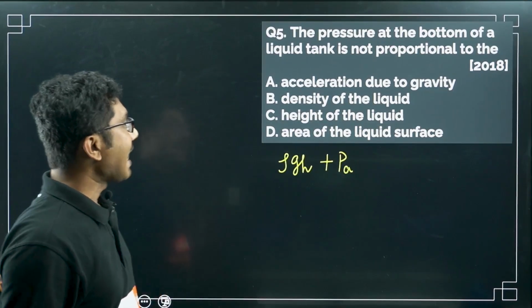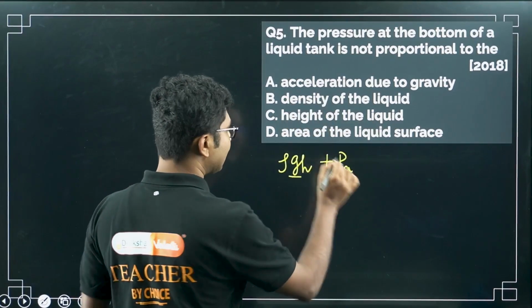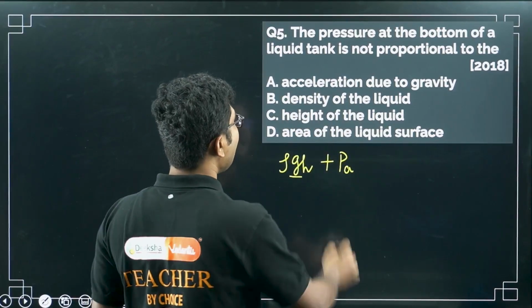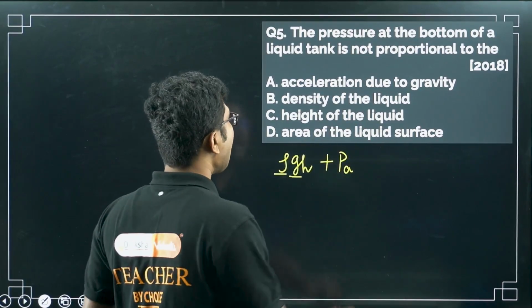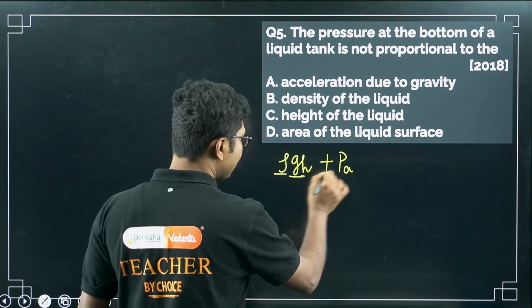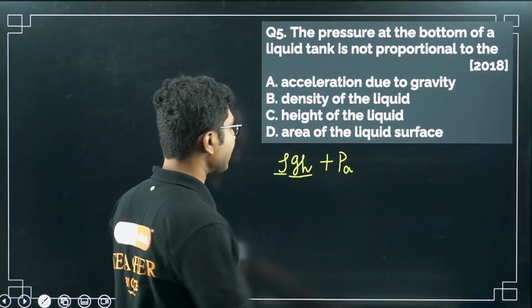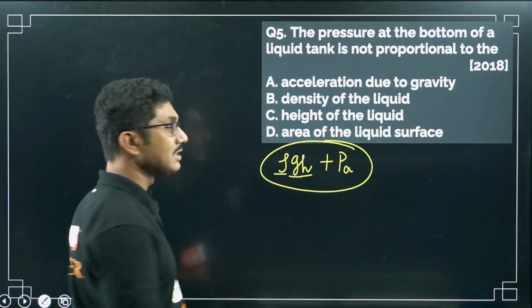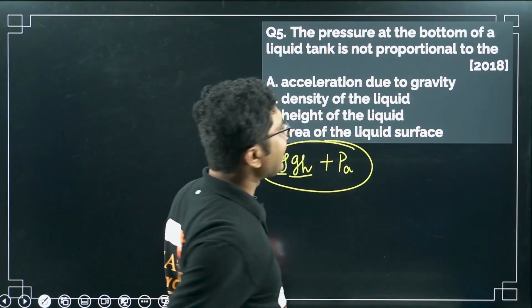Let's see. Acceleration due to gravity: yes, it is proportional to acceleration due to gravity. Density of the liquid: yes, it is proportional to density of the liquid. Height of the liquid: yes, it is proportional to height of the liquid as well. Area of the liquid surface: is there any area of the liquid surface present in this equation? No. So definitely this is not what it is dependent on.